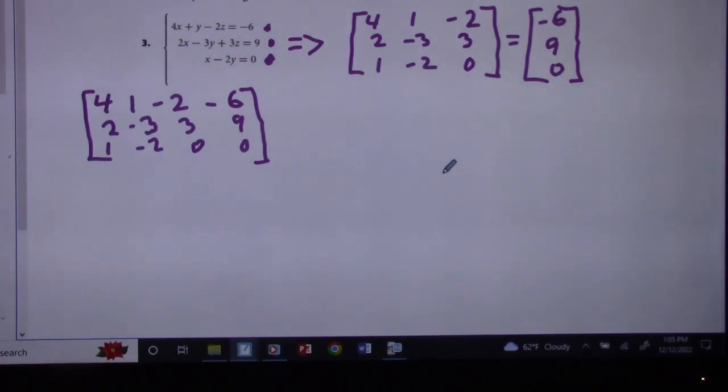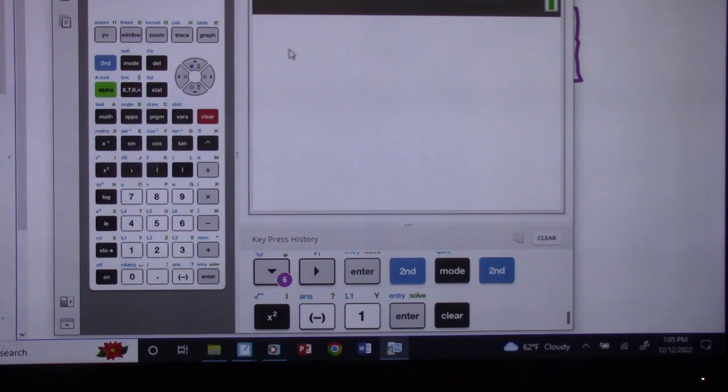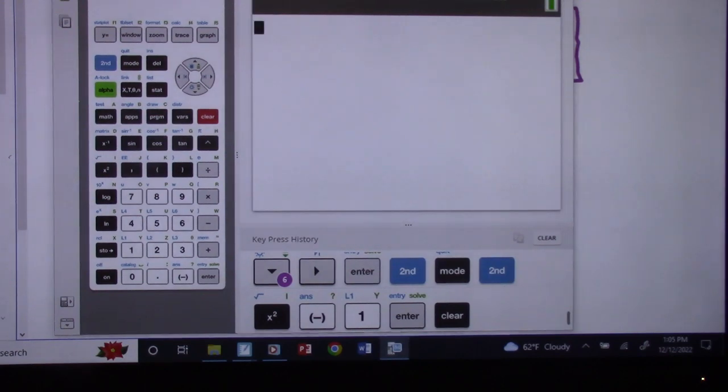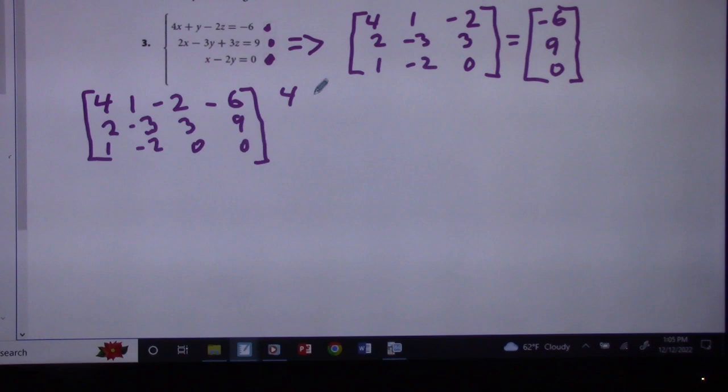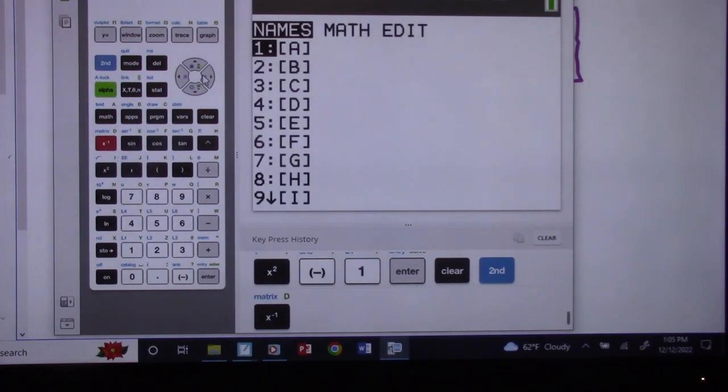Okay, so I'll show you what to do in the calculator here. Everybody needs to have their calculator out. And so to do this, what you do is you go ahead and clear out here. And by the way, this is what's called a 4 by 3 matrix. So 4 rows, 3 columns. That's important to know. So what you do is you go to the matrix menu, and to get that you press second matrix. And then you go to edit.